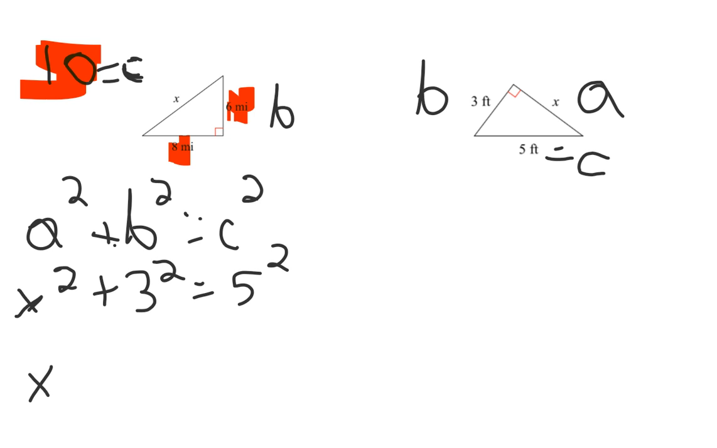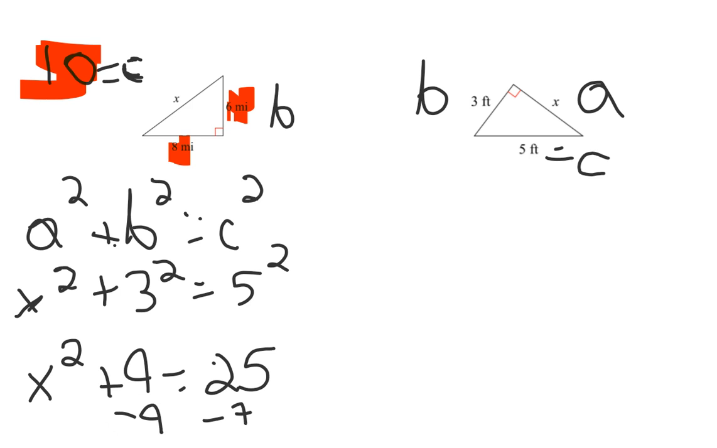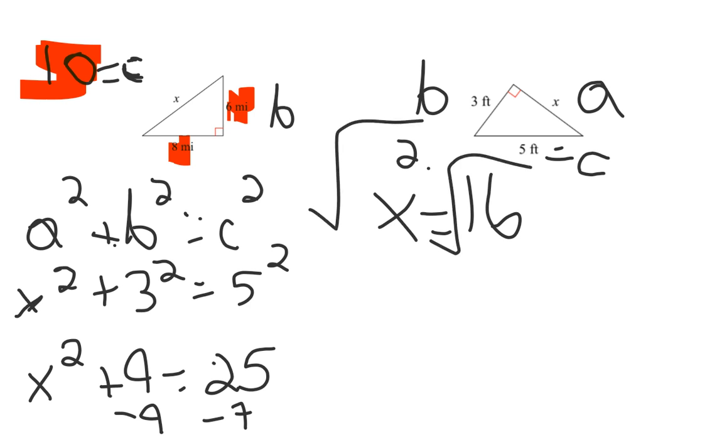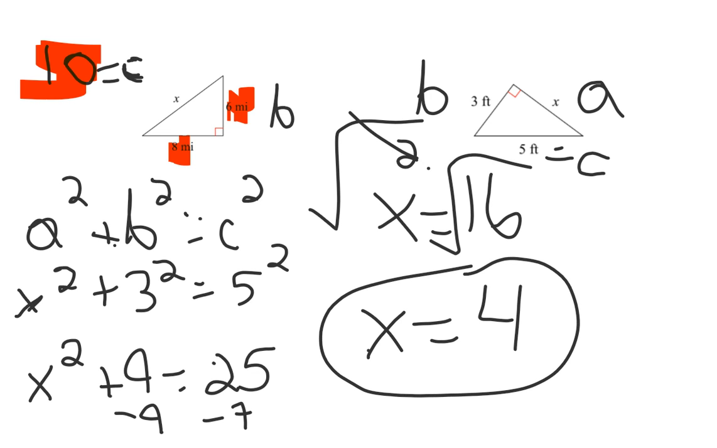Do a little bit of solving. X squared plus 9 should equal 25. If I subtract 9 on both sides to get X alone, I'll get X squared equals 16. Take the square root of both sides, because that's going to cancel that out. I'll have X equals 4. So not only can we use it to find the hypotenuse, but we can also use it to find one of our missing legs. But remember, it has to be a right triangle.